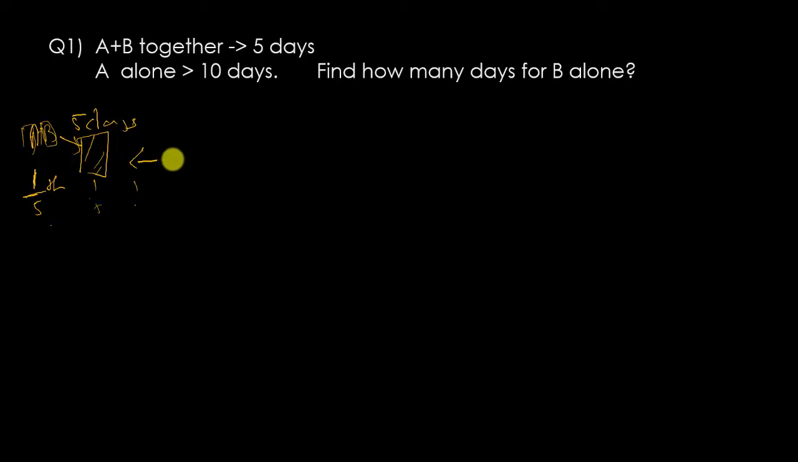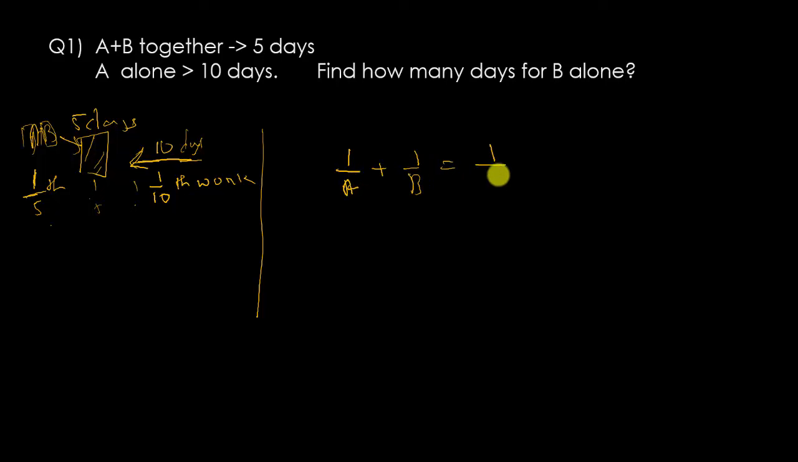Also, we have another piece of information that A alone takes 10 days. A is that slow. He takes 10 days to finish this work. That is, 1 by 10th of the work he finishes per day, right? Now, how to solve this? We have this information, right? Now, how many days does B take? So our information is A's speed plus B's speed equals the combined speed. This is what we are given. And we know A's speed is 1 by 10.